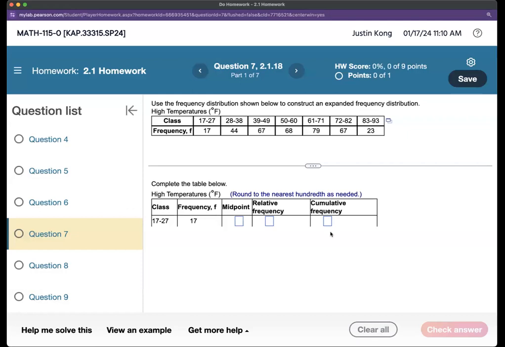Okay, so this is question 7 from 2.1. It says use the frequency distribution shown below to construct an expanded frequency distribution.